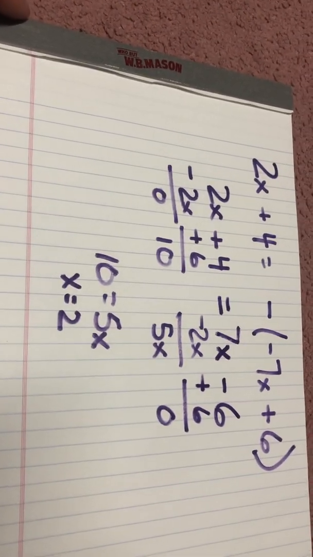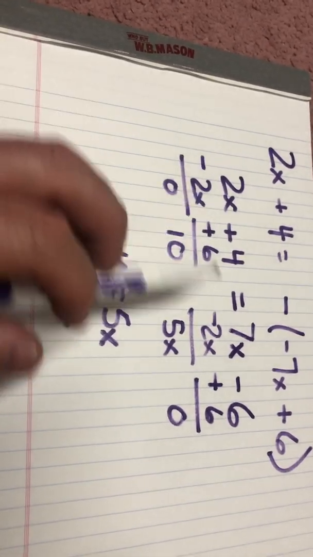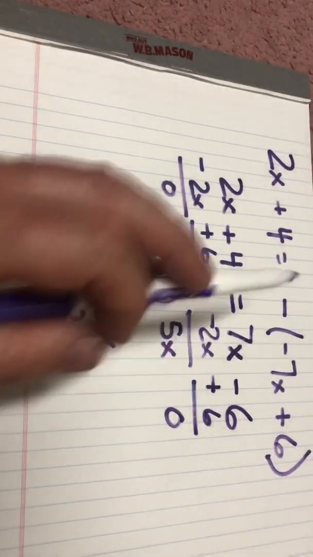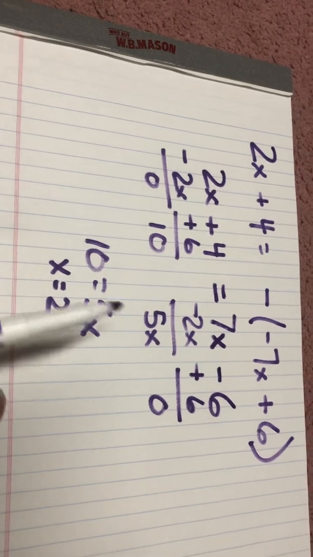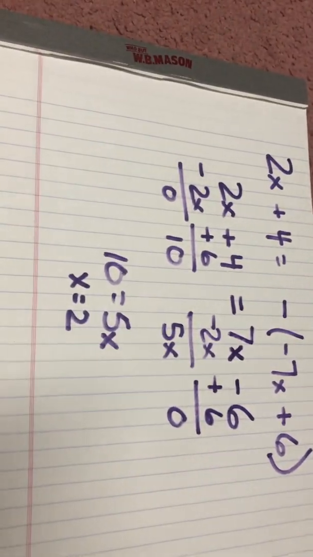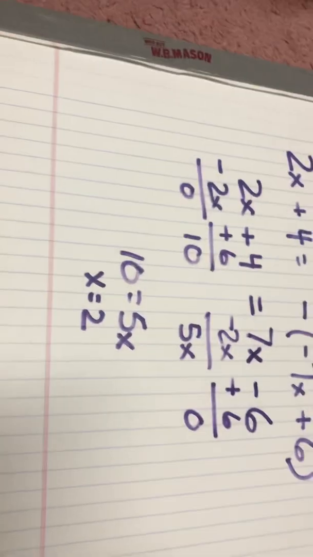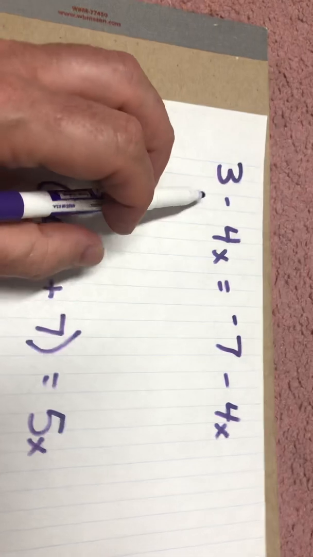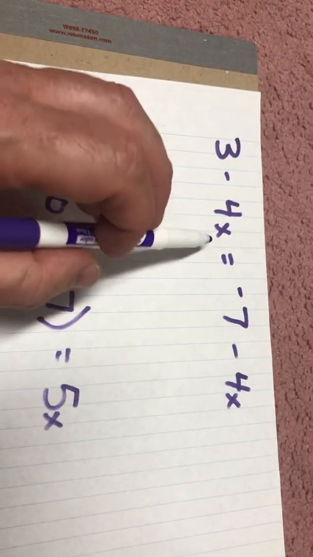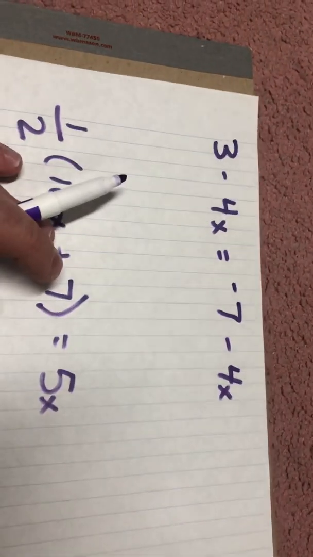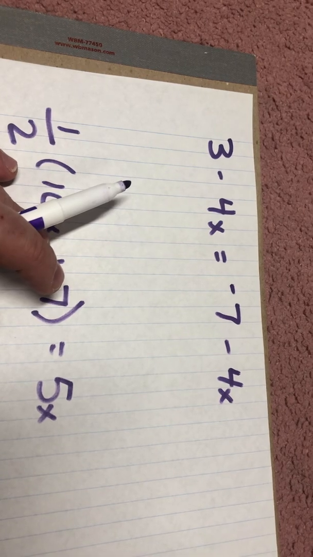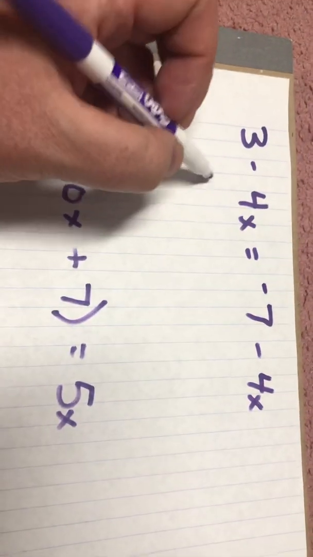You're going to have a mixture of equations today, and some are just going to have a regular solution, just like we've done before. Now, we're going to take this to a different place with these two examples. 3 minus 4x equals negative 7 minus 4x. We're just going to solve these like we normally would.